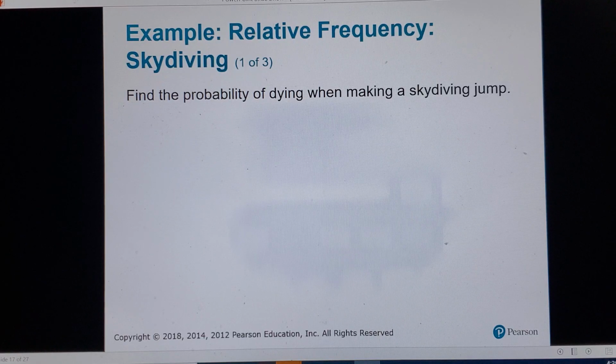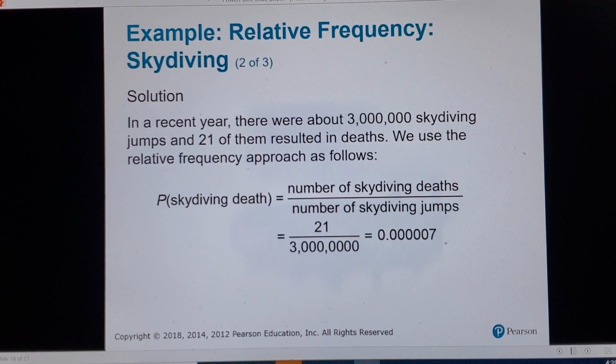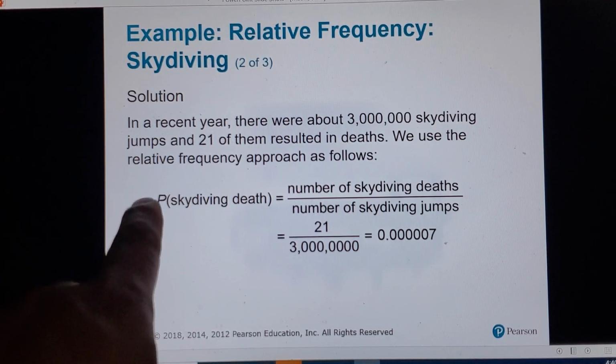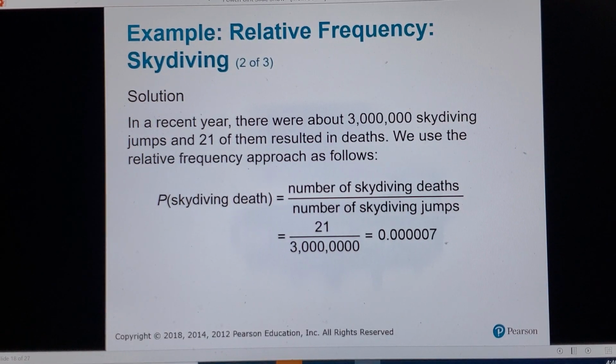But a way to do this example is you go look at how many people have skydived in the last year, last 2 years, whatever time frame you have. You look up how many deaths there have been in skydives in the last 3 years versus how many jumps there have been in the last 3 years. Then you can see out of all those jumps, how many of them actually died. So here was the question that we looked at: 3 million different skydives, and from those 3 million skydives, 21 of those jumps resulted in deaths. So if you're trying to find the probability of dying if you go skydiving, so the probability of skydiving death.